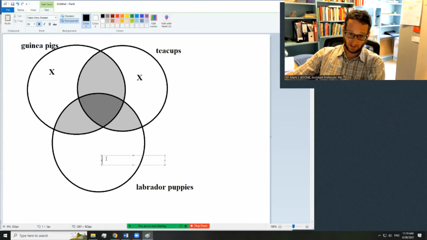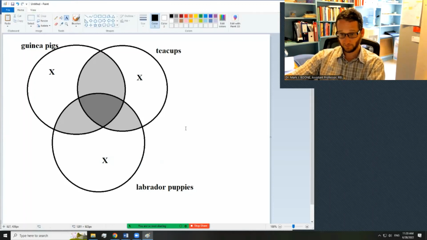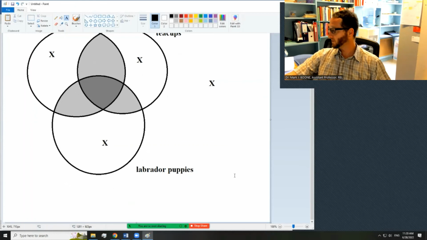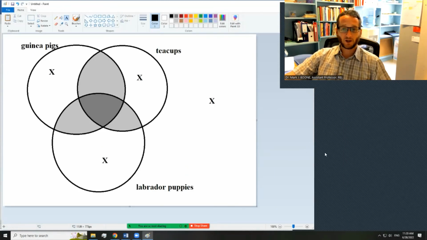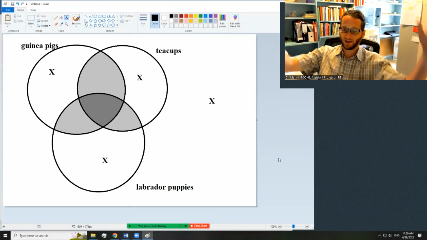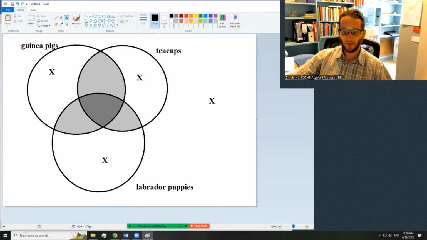Do teacups exist? Yes. Do Labrador puppies exist? Thankfully, on both points, yes. Now, there's some things that are none of these. Yep, actually, there are. There also are such things as peanuts, which are not guinea pigs, Labradors, or teacups. So that's the completed Venn diagram for the truth about all 3 of these things.